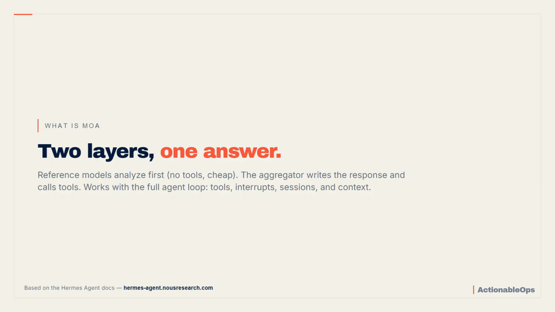The preset has two parts: reference models that run first and provide analysis, and an aggregator that writes the final response and makes tool calls. Use it when a hard task benefits from multiple model perspectives but still needs the normal agent loop: tool calls, follow-up iterations, interrupts, and session context.